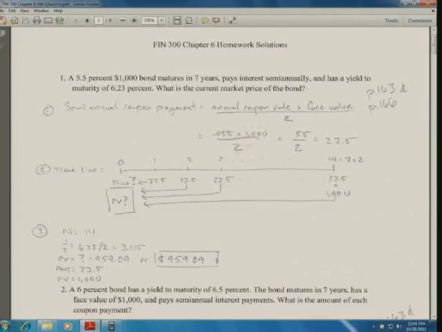And then we divide that by 2, because this $55 that the numerator gives us, that's the annual coupon payment. That's the annual interest that this bond is going to pay us. But it's split up into two payments because it pays semi-annually. So we've got to divide that by 2 to find that every 6 months we're going to receive $27.50 if we were to purchase this bond.